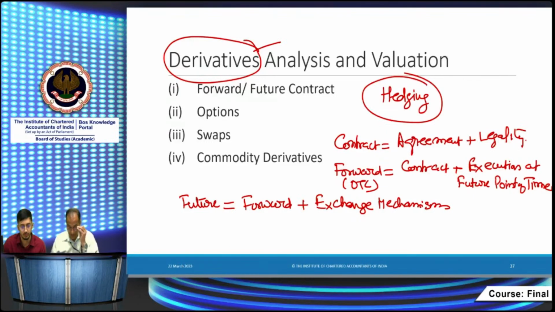Sorry, students. Now, the other one is a future contract, which is a contract plus an exchange mechanism. Say Chirag and I are entering into a forward contract. It is an OTC contract, over the counter. But now if I punch my order for buying, and he punches his order for selling, there is an exchange mechanism in between us. Of course, we are a buyer and a seller sitting together, but there is one exchange mechanism, and that is called a future contract.